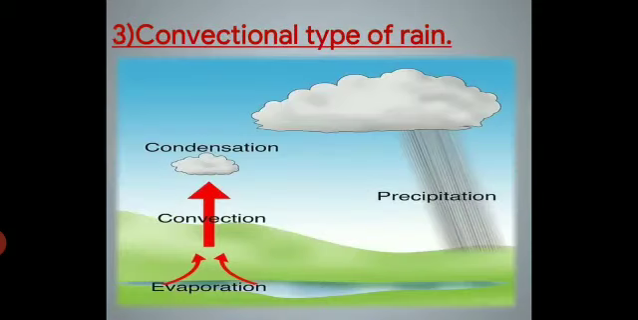Convectional type of rain. Convectional type of rain is another effect of air pressure. Children, convectional rainfall occurs when the energy of sun heats the surface of the earth, causing water to evaporate to form water vapor. When the land heats up, it warms the air above it. This causes the air to expand and rise. As the air rises, it cools and condenses, and if this process continues, it leads to rainfall.